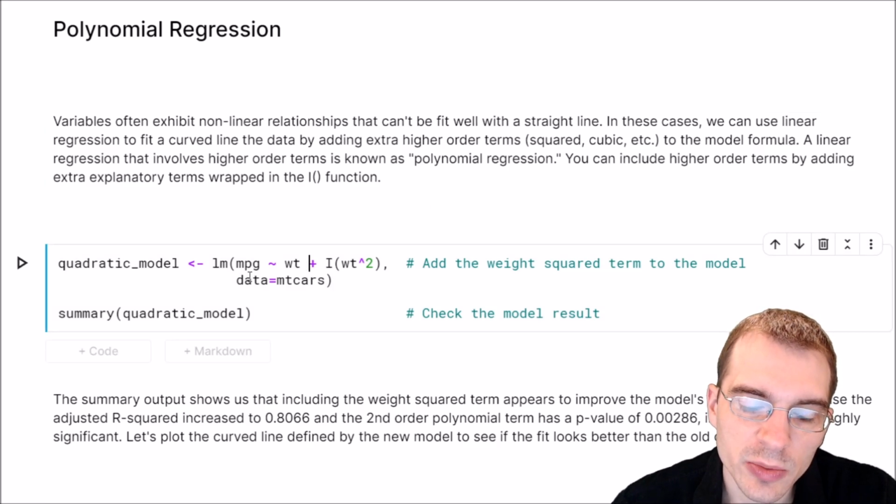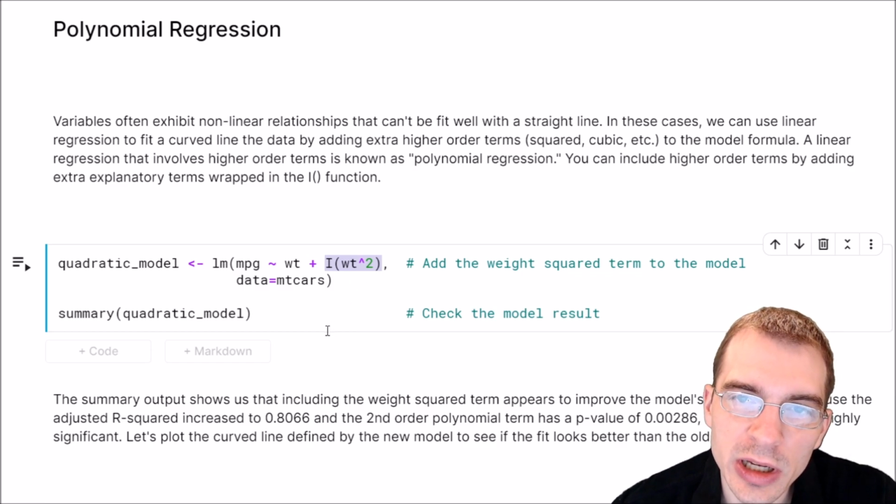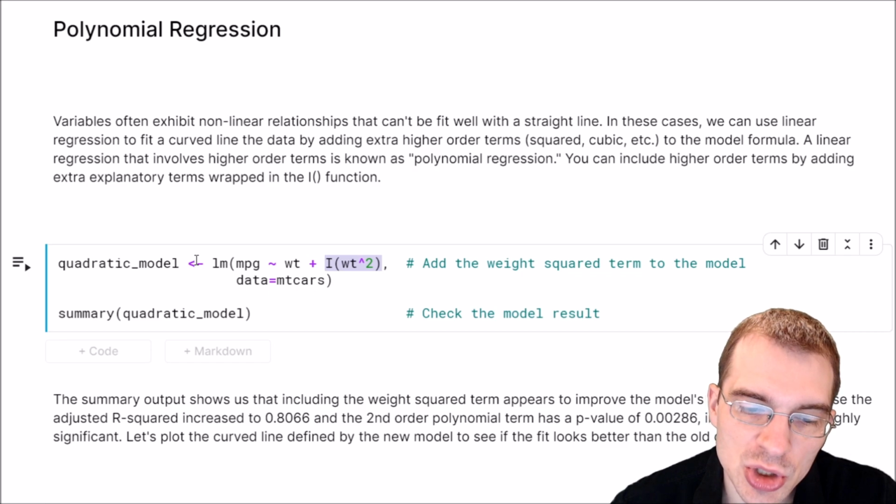So to do that, we will use our linear model function again, LM. We're going to predict MPG again. Again, we're going to use the weight column, or the weight variable, but we're going to add an additional higher order squared term of weight. To do that, we'll say plus, and then we wrap the higher order term in this I function. So we'll say I weight squared. And what that will do is it'll add an additional term for the square of the weight and see if that has any relationship to the miles per gallon. We'll call that a quadratic model because it's including a squared term.